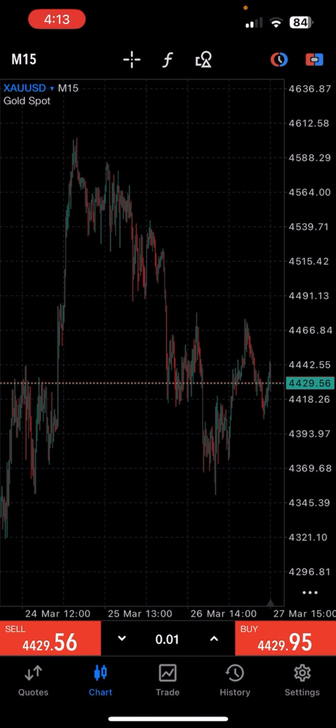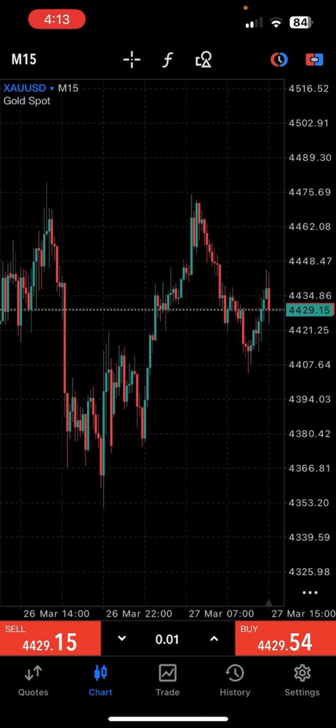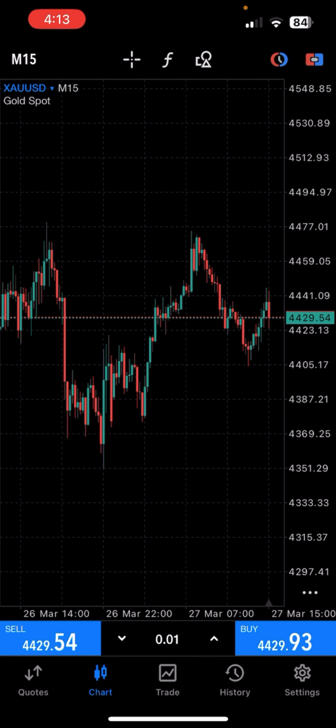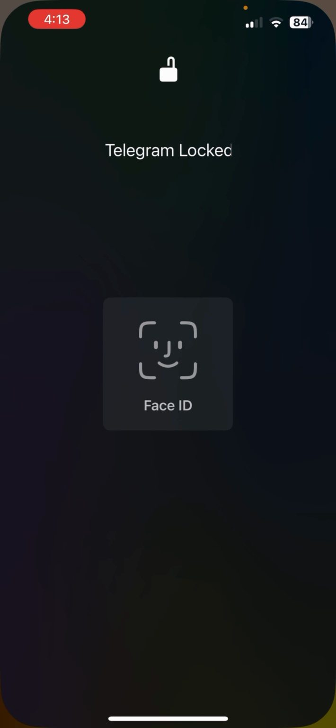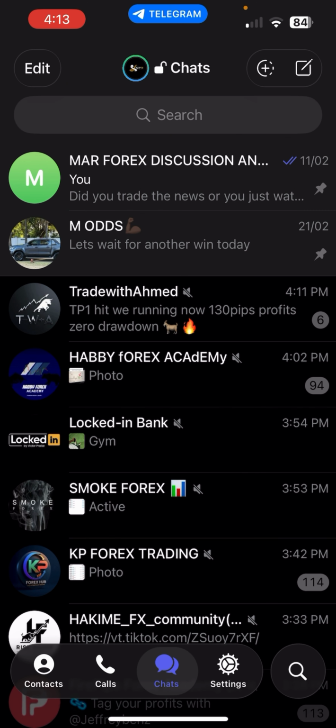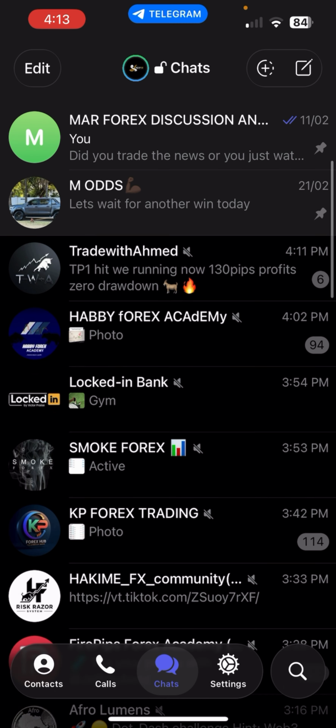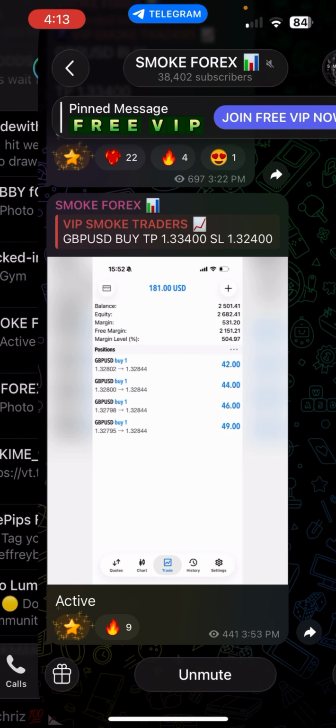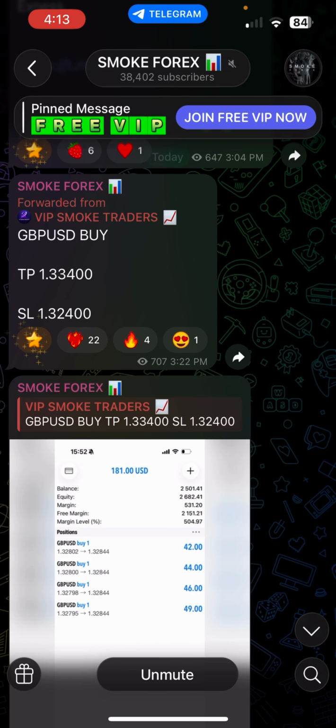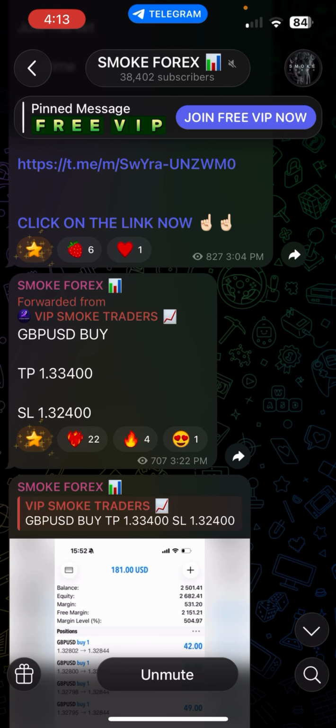So this is gold and it is trending down. That's 15 minutes time frame. So let's just go to Telegram and we copy someone that has given a signal. Let's see this guy here. All right, here he had given GBP USD. GBP USD, this is the British pound and the US dollar.